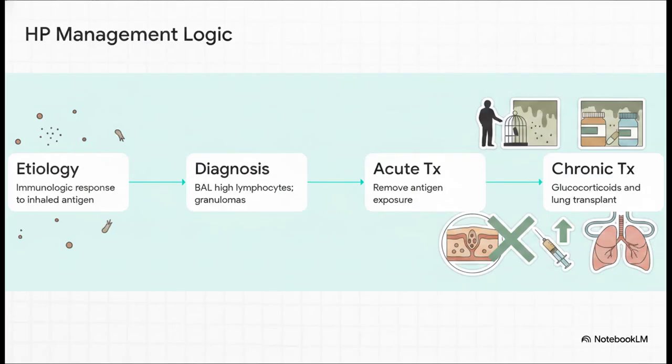To secure the diagnosis, a bronchoalveolar lavage will show lymphocytosis, and a biopsy reveals lymphocytic inflammation with poorly formed non-caseating granulomas. But for your initial therapeutic reflex, it's always strict antigen removal first. If the disease is chronic or severe, then you step up to glucocorticoids and eventually evaluate for a lung transplant.